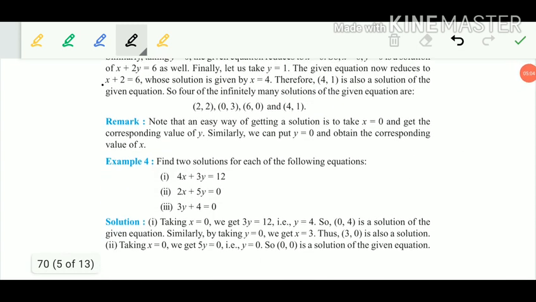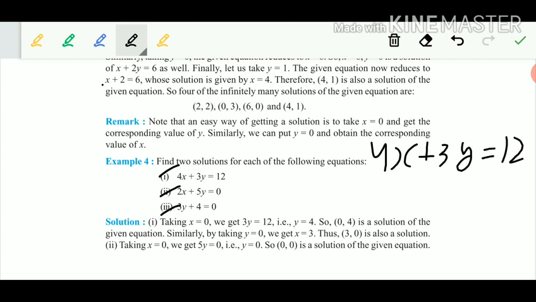Similarly, example number 4 is given. Find two solutions of each equation. You have to find two solutions of these equations. First is 4x plus 3y is equal to 12. First take any value of x. Let's take the x value as 0.